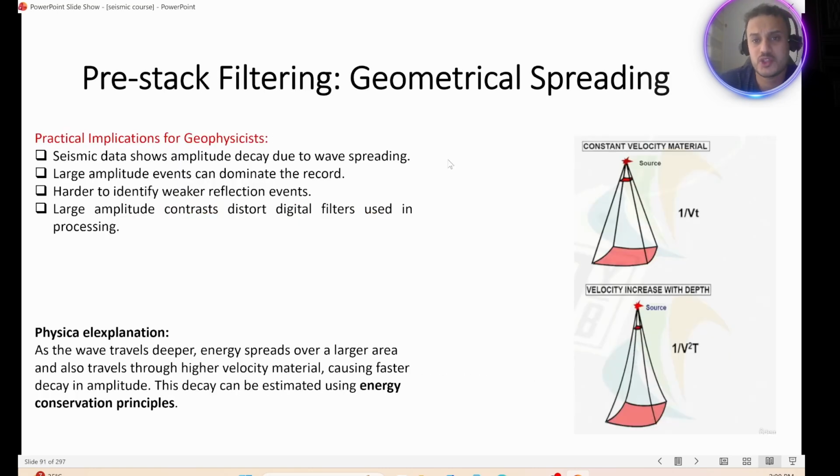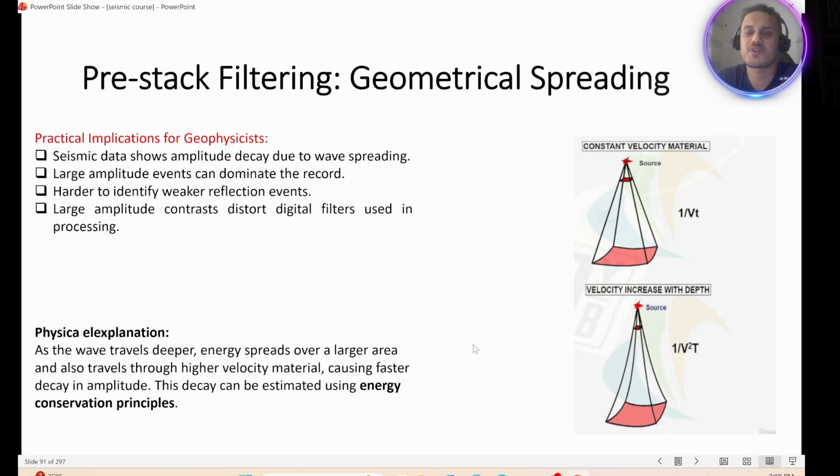We have the geometric spreading. Seismic data shows amplitude decay due to wave spreading. Large amplitude events can dominate the record, because the low amplitude will decay as the lost energy is absorbed by the material. It is harder to identify weak reflection events, and also large amplitude contrast distorts digital effects used in the processing.